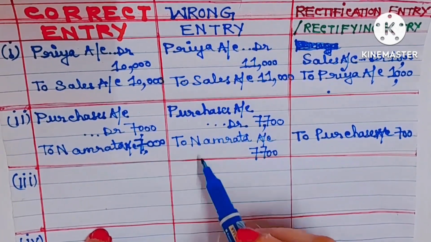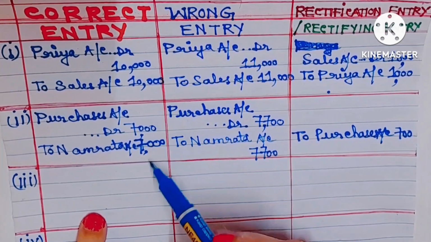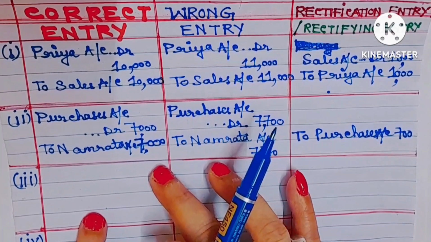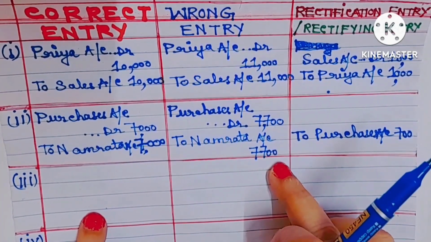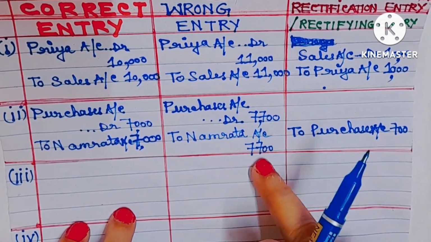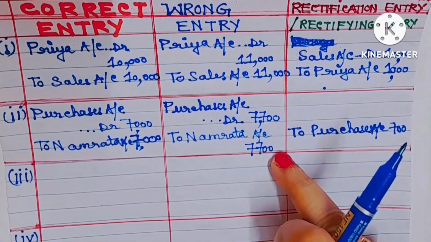See, the journal entries are correct, only the amounts are wrongly recorded. So in the correct entry it has been recorded as 7,000, so this is the correct amount. And the wrong amount is to Namrata account 7,700. Understood? So what is the differential amount? If you deduct 7,000 from 7,700, we'll get 700. So how to decrease this 700?